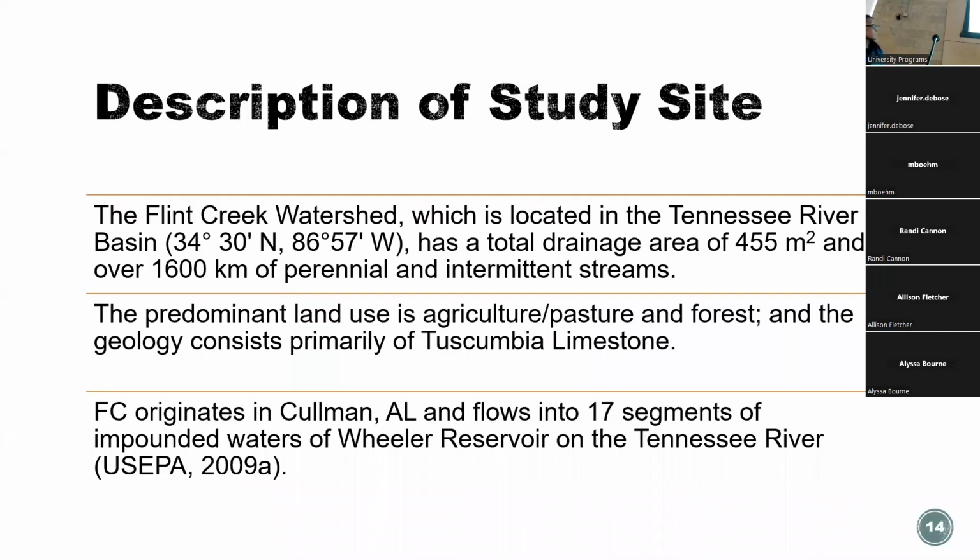So, description of the study site. The Flint Creek watershed, which is located in the Tennessee River Basin, has the total drainage area, as mentioned, of 455 meters squared and over 1,600 kilometers of perennial and intermittent streams. The predominant land use area is agriculture, pasture, and forest, and the geology consists primarily of Tuscumbia limestone. It originates in Coleman, Alabama, and flows into 17 segments of impounded waters of Wheeler Reservoir on the Tennessee River.